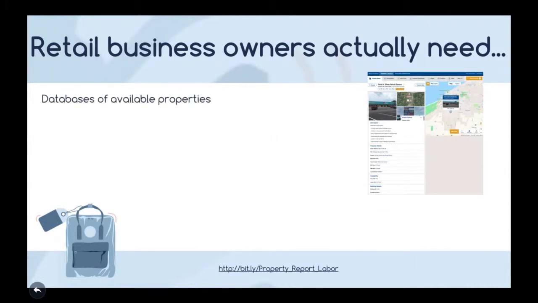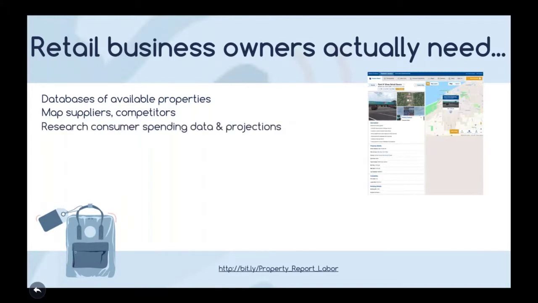So we know that they need databases of available properties or sites in your area. They want to be able to map suppliers and competitors. If you're a beauty salon, you want to know where you're getting all of your different supplies. You also want to know where all the other beauty salons are in a particular area. Or if you're a shoe store, similarly, you want to be able to figure that out. You want to be able to research consumer spending data and also projections, because if there is significant demographic changes projected in a specific area, this is something a retailer needs to know.